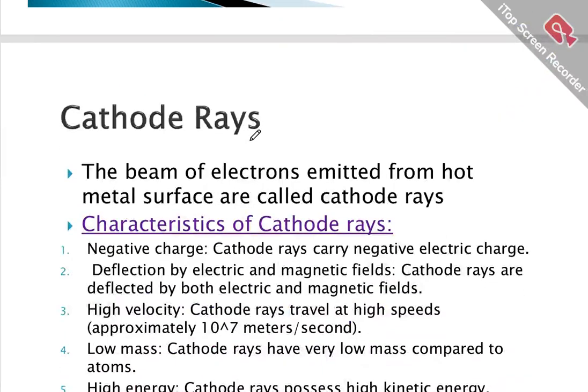So question number 3 is about cathode rays. What are the cathode rays? Cathode rays are nothing but the electron beams which are emitted from the surface of hot metal. At that time electrons were not discovered. So these emitted rays were named cathode rays because they are emitted from the surface of some cathode, which is basically a source of electrons.